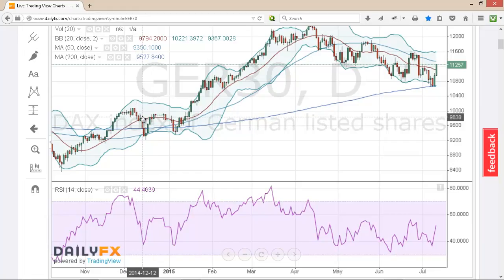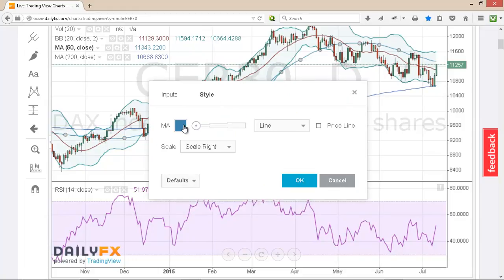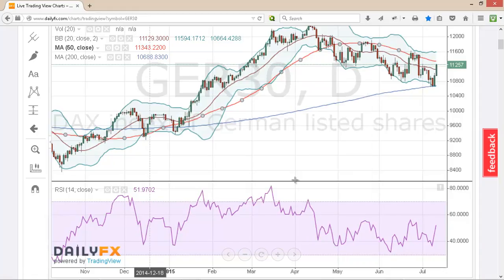The 50-day moving average is the one that typically will hold. So if you're in a bull market, I'd like to change that. I can change the color. How do I do that? Style, I imagine. Click on the color and I'll make that red. Okay, so you see that is rarely broken.